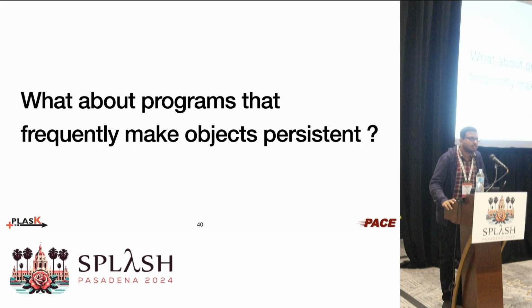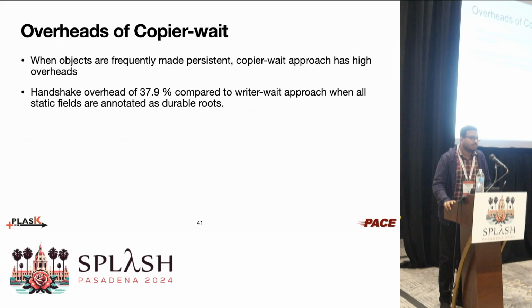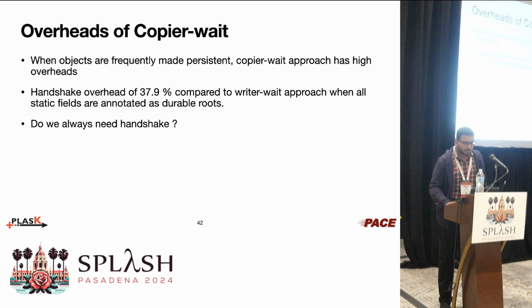But what about the programs that frequently make the objects persistent? Now remember that we had shifted the overheads from writer to copier, and hence when objects are frequently copied to non-volatile memory, there will be large overheads. So we found that there was a handshake overhead of 37.9%, compared to the writer wait approach, when all the static fields are marked as durable root. But do we really need all these handshakes?